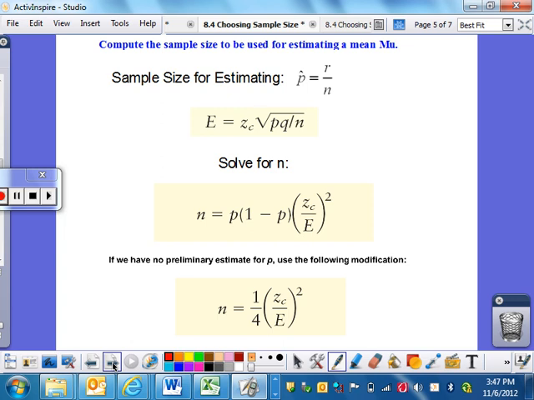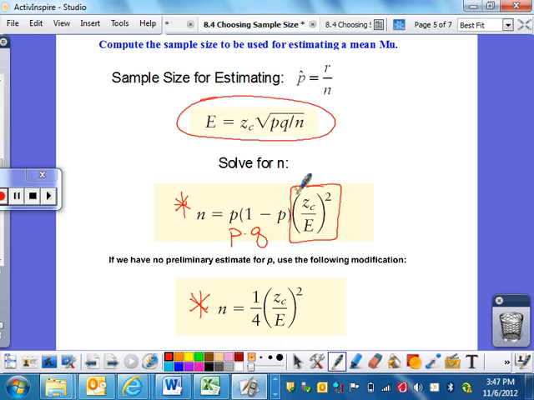Now this is also on your formula sheet, so I would take it out and try to find them. You should see these two, on the very bottom of your formula sheet. All right? Our error formula for a proportion is your critical value times the square root of p times q over n. Now if I solve all this for n, it's p times q, remember, q is 1 minus p, times the z critical value divided by e, and you only square this part. Okay? That's if I have an estimate for p.